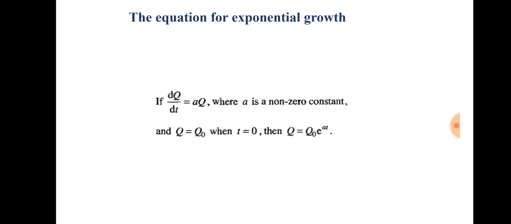The equation for exponential growth: if dq over dt equals aq, where a is a non-zero constant and q equals q naught when t equals 0, then q equals q naught e^(at).